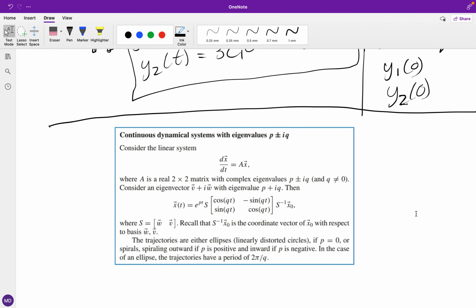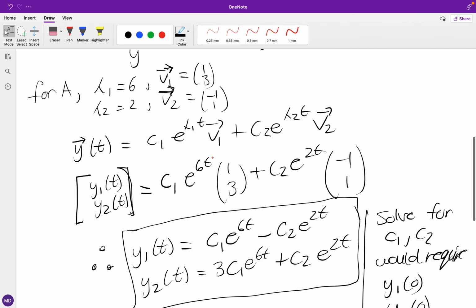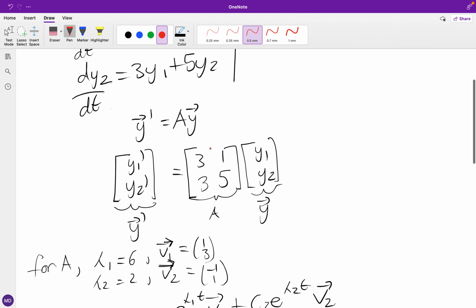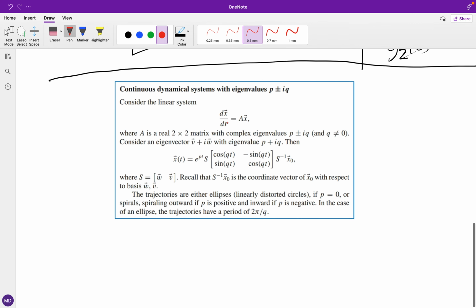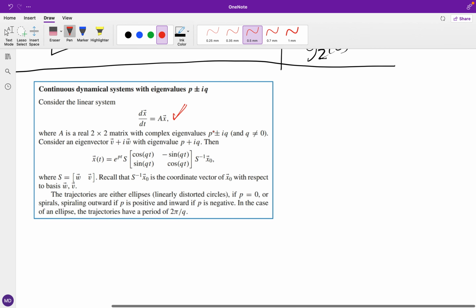So if we have complex eigenvalues, we're going to write it in the same form. This is the exact same form we used above, y prime equals A y, but they're just using x. It's just a variable. It doesn't matter. So we write it in this form in the linear algebra language. And then we're going to get eigenvalues that are not just real numbers, but rather complex numbers. So p is the real component, and i times q is the imaginary component.